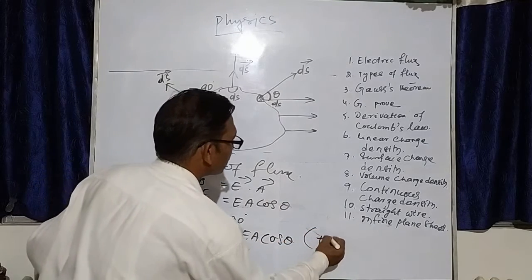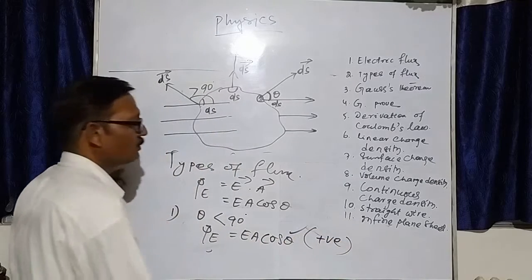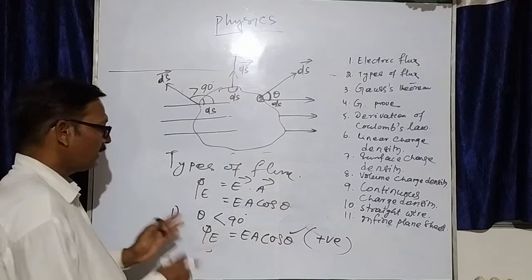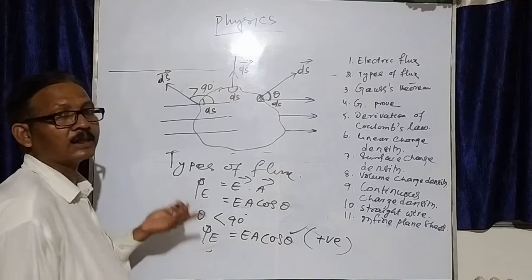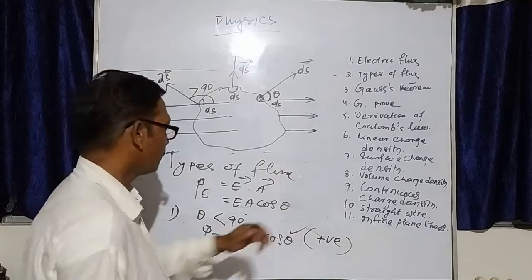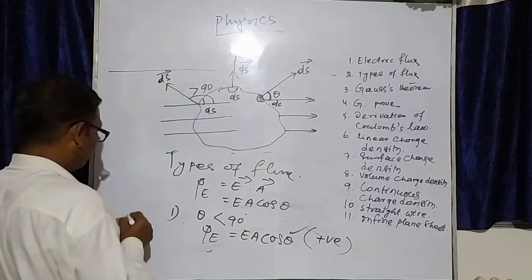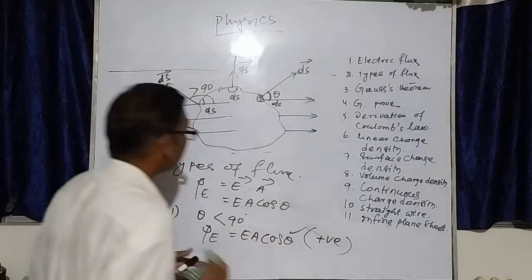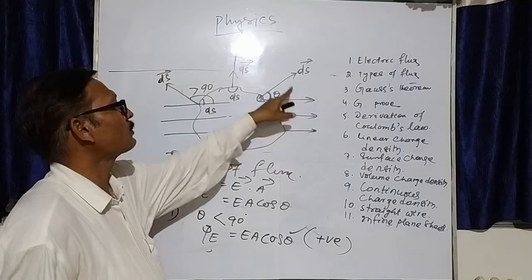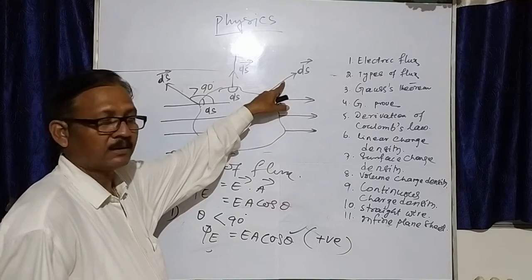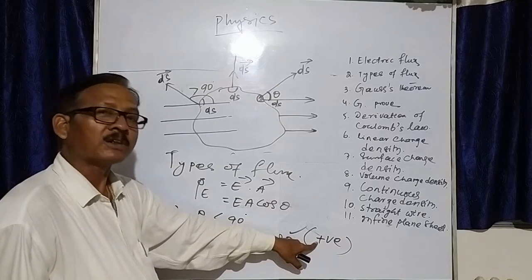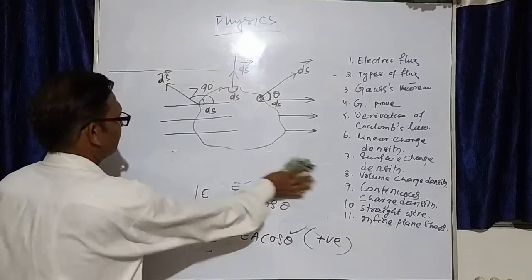This is your positive. If you take this as 0, cos 0 is equal to 1, so this is equal to Ea. If the angle is less than 90, cos theta is positive, so this is your positive flux. So you can write, when the angle between electric field, the lines of force, and the surface area vector is less than 90, then the flux is called positive. Okay.